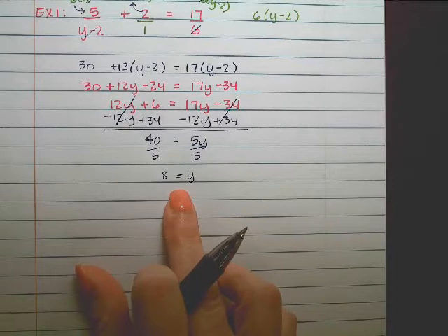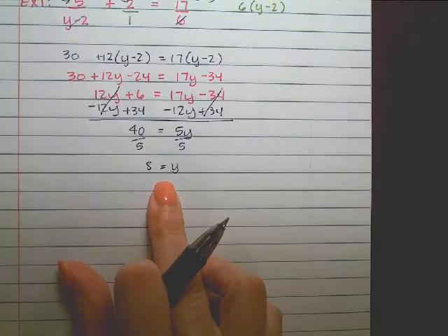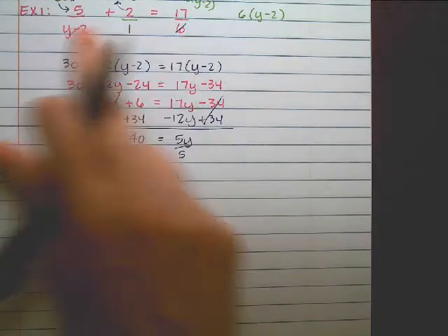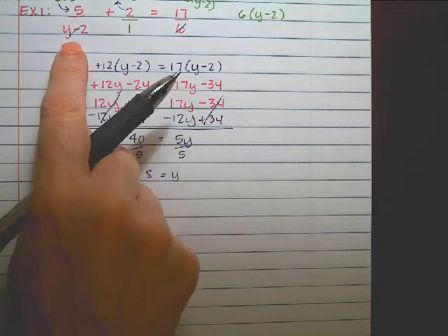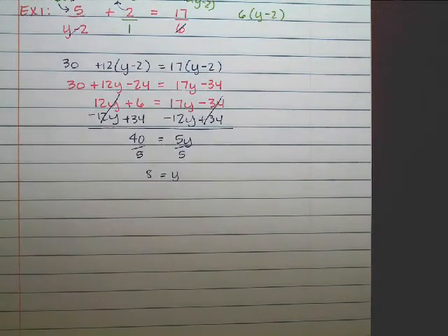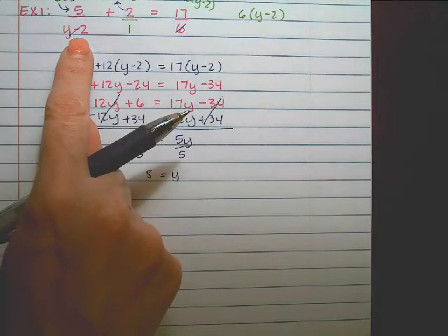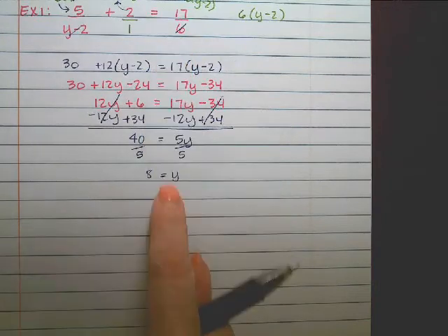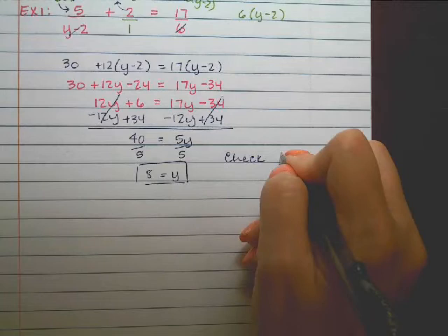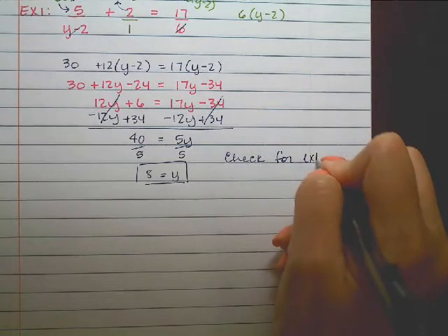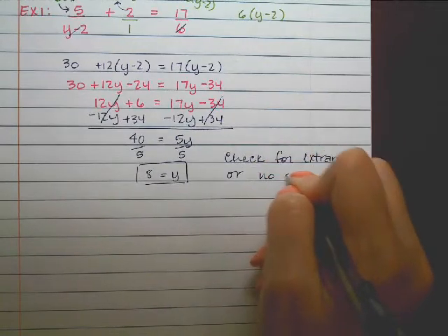Now remember, you want to check to make sure that it's not an extraneous solution or a no solution. How you can check easily when you get these bigger ones is, instead of plugging it back into the whole thing, you can just make sure your denominators can't equal 0, otherwise it will be undefined. So 8 minus 2 is 6, and you can't plug it in here. So it does work. So check for extraneous or no solution.